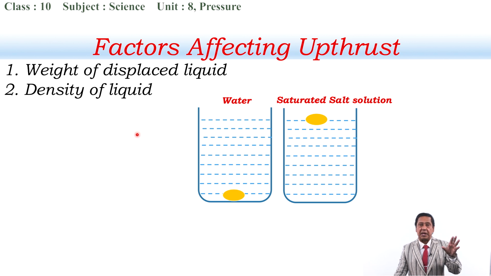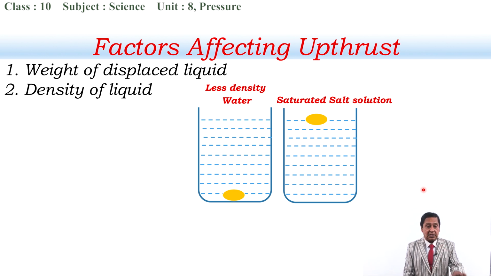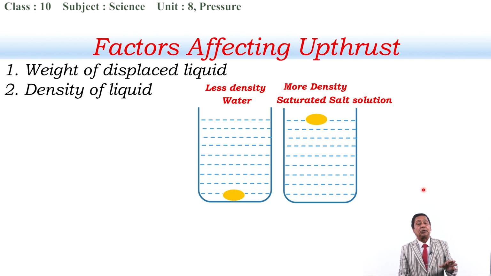That's why the conclusion of this activity is that upthrust depends upon the density of the liquid. If a liquid is denser, then it exerts more upthrust. If a liquid is less dense, it will exert less upthrust. That's why water's density is less, so its upthrust is less, and the saturated solution of salt, its density is more, that's why it exerts more upthrust, so the egg floats on the saturated solution of salt. Let's have some other liquid also.